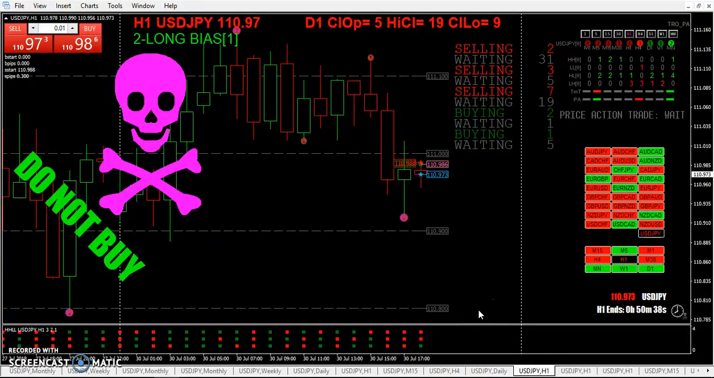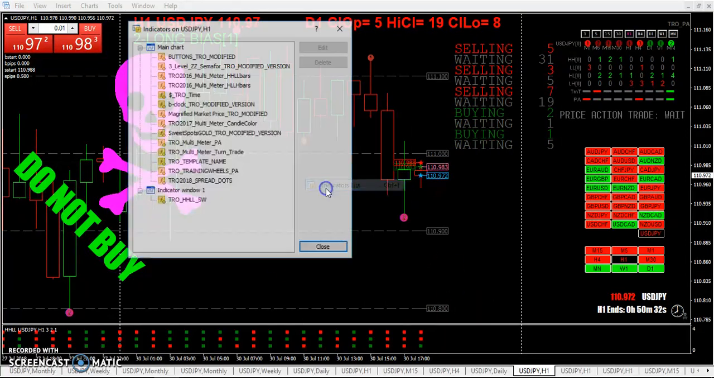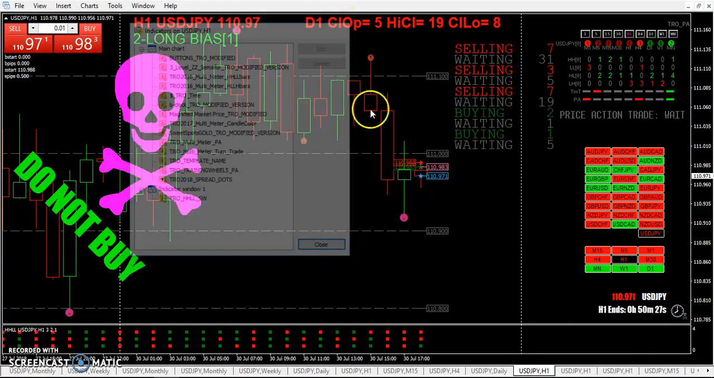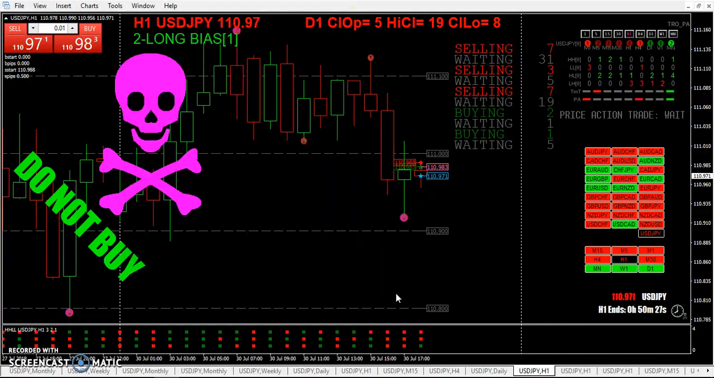Or if you like those reversal type trades, you can use a 3-level ZZ semaphore indicator right here. And this is the one I modified extensively. It puts up all kinds of lines on there if you're so inclined to look at those. But, 2 ball at the top, red at the line, you go short. 1 ball at the bottom, green at the line, you go long.